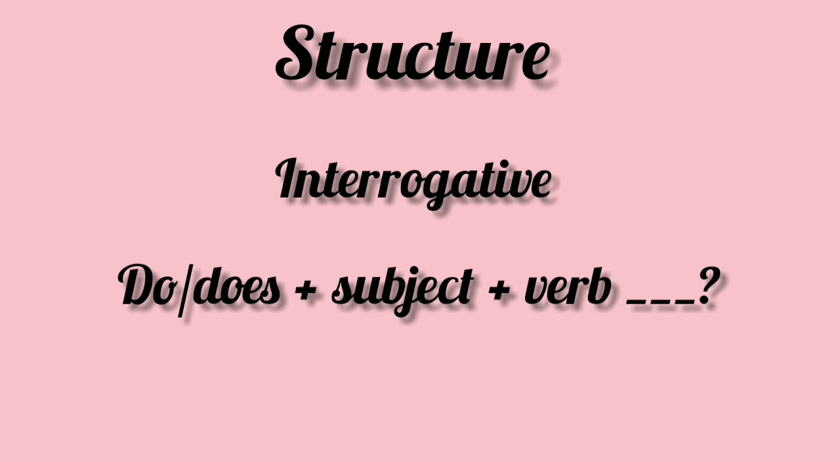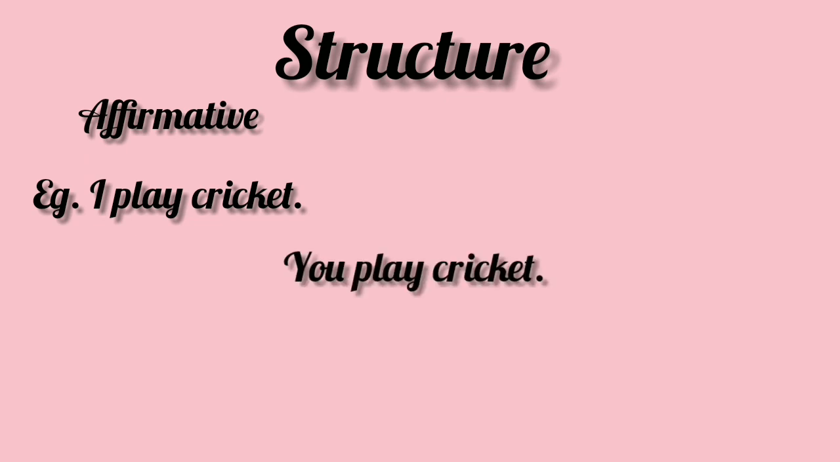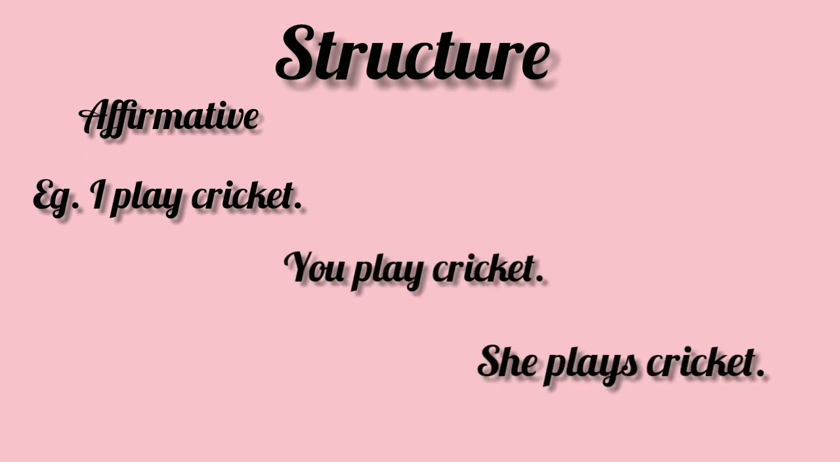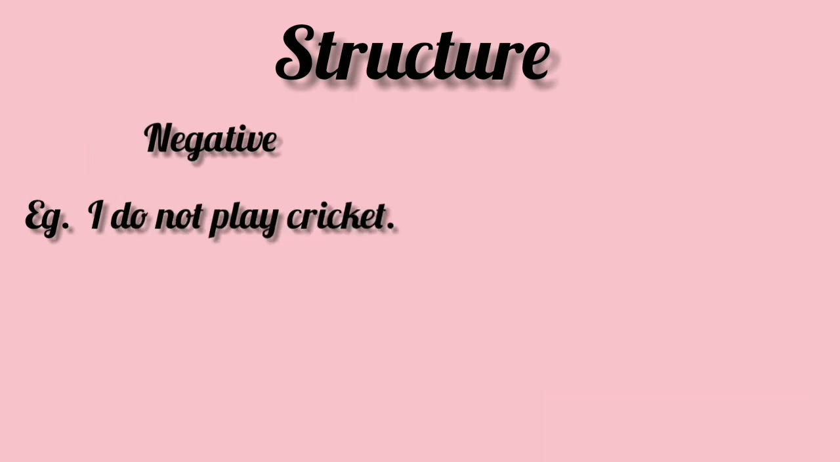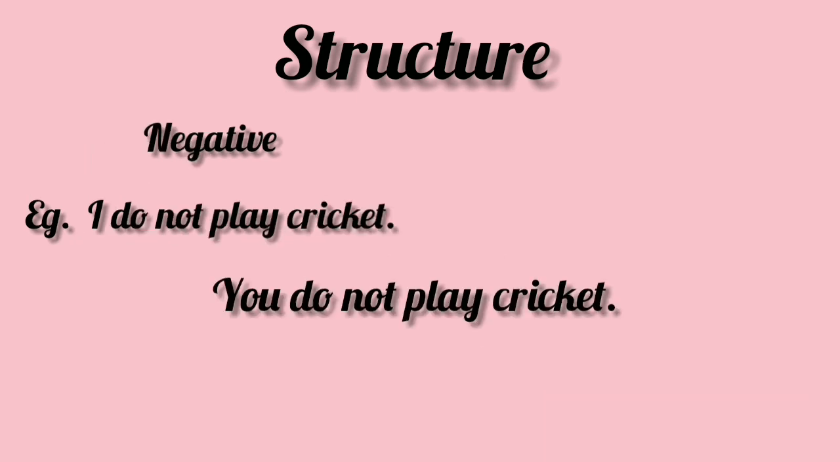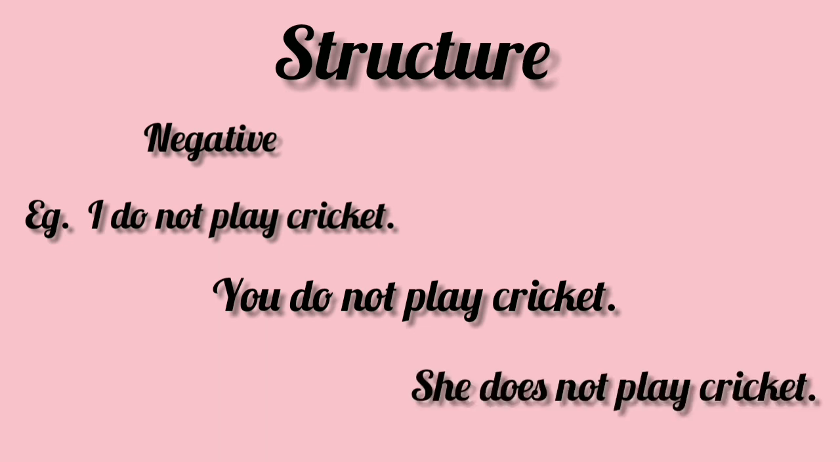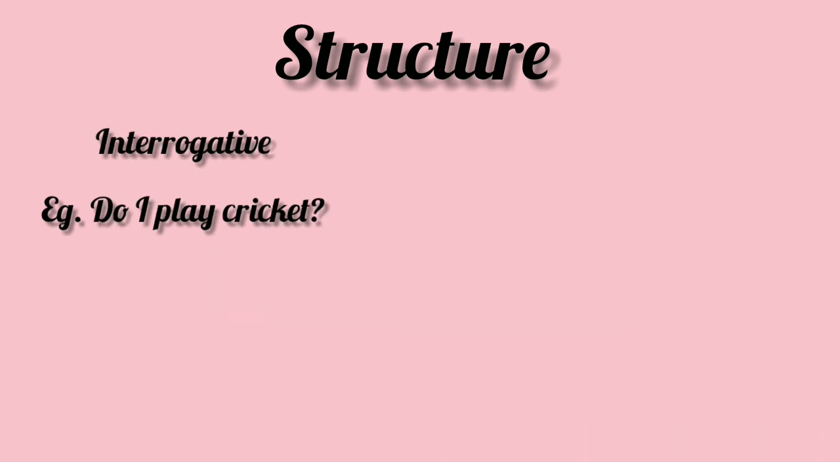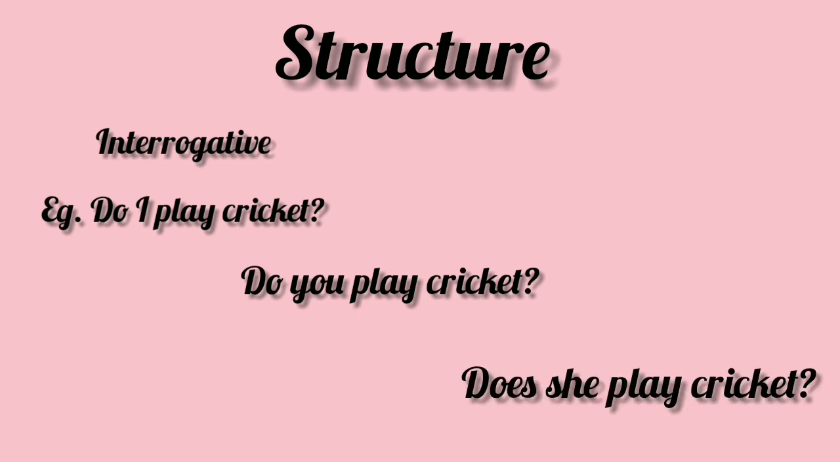For example, I play cricket, you play cricket, and she plays cricket. See how with the third person an s has been added to the verb play. The negative form will be I do not play cricket, you do not play cricket, and she does not play cricket. For the interrogative, we will use do I play cricket, do you play cricket, and for third person singular, does she play cricket.